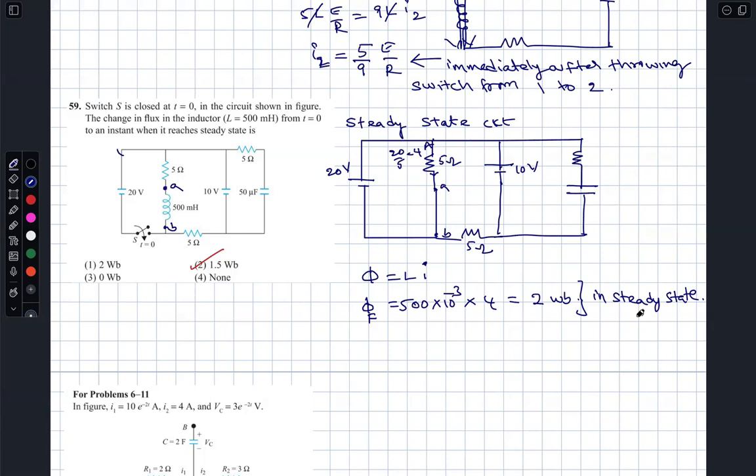In this 59th question, if you can see, the current through the inductor before closing the switch also you need to consider. This is before closing the switch, the flux initially is L into I. L into I.